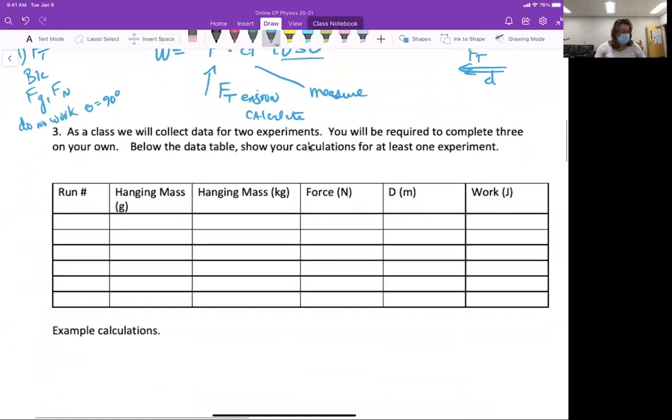Okay, now I'm going to show you how to collect data for one, and then my online students, if you can give me 2 more, that'd be great.